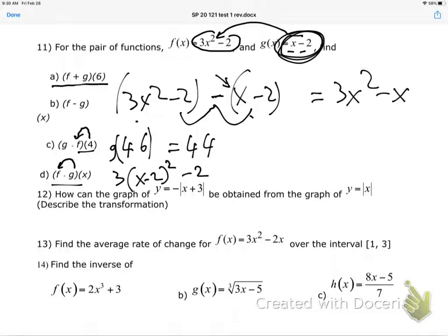That's okay. Right, transformations. Remember this? Reflected through the x-axis and moved 3 to the left. That's what that is. Average rate of change.